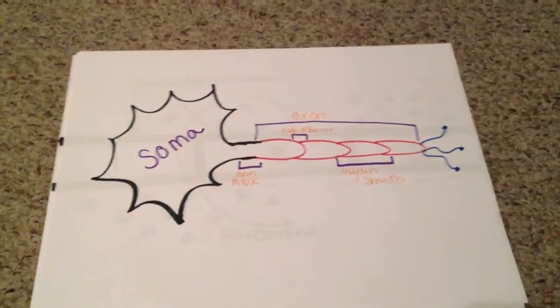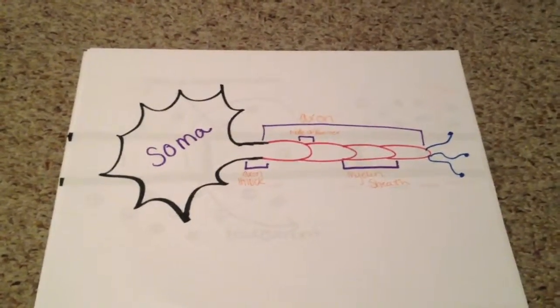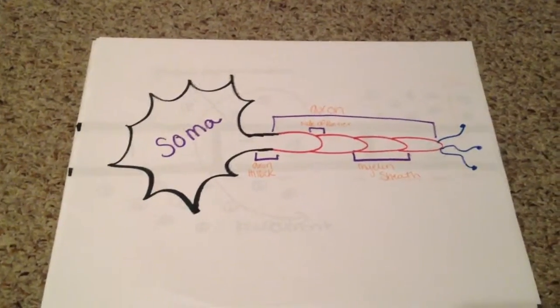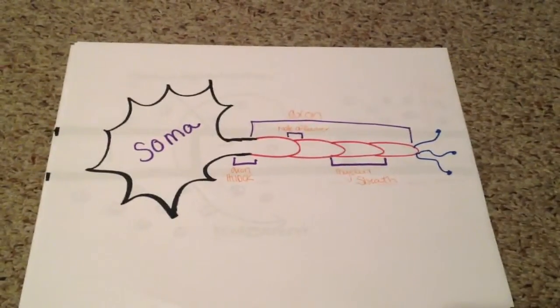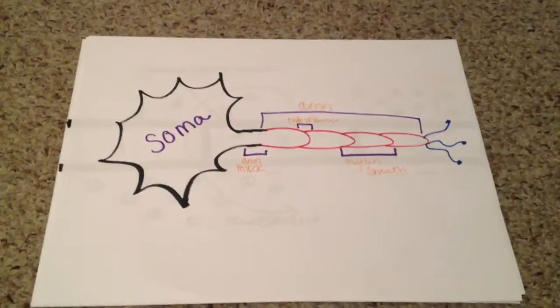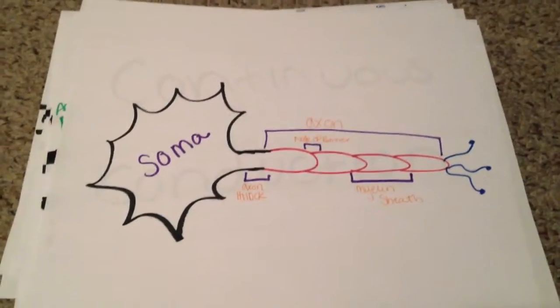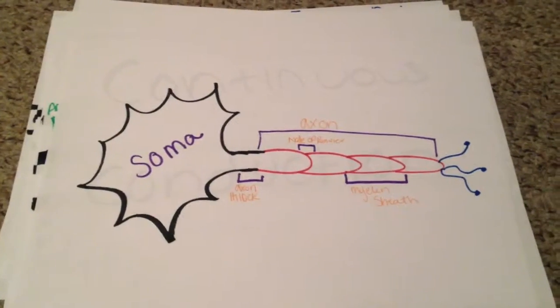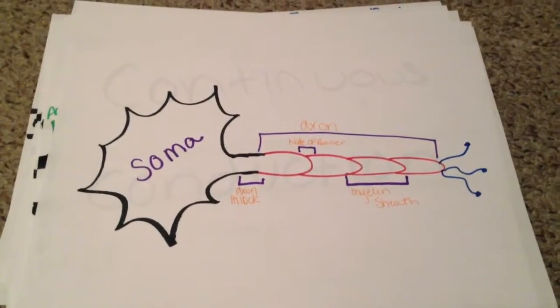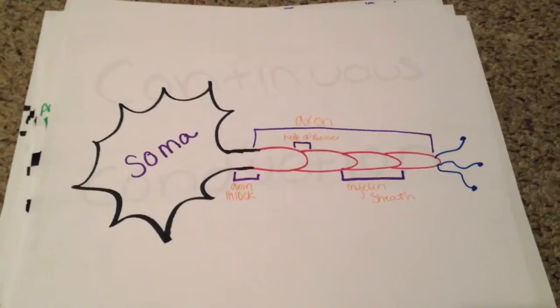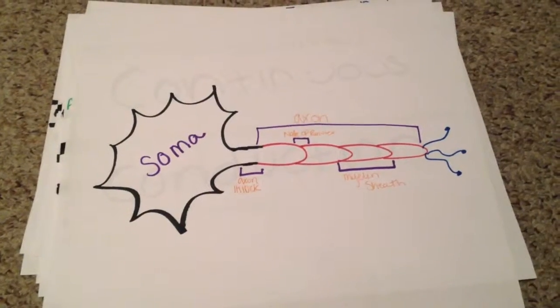Two helper cells are going to be what myelinate the axon. It's going to be Schwann cells and oligodendrocytes. These are also known as neuroglial cells. In the central nervous system, the axon is myelinated by oligodendrocyte cells. In the peripheral nervous system, the axon is myelinated by Schwann cells.